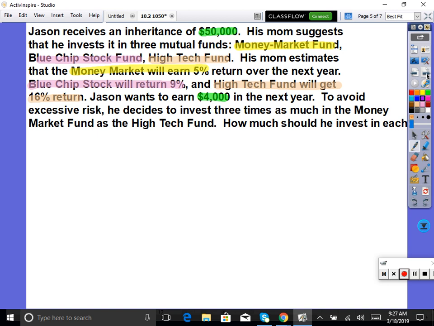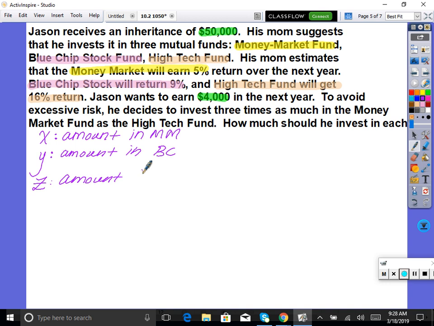So we're going to have to set up a true statement. Now guys, from here, we have 3 variables. So let's write out, x is the amount of money he's going to put in the money market fund. Let's call y the amount he's going to put in blue chip, and then z is the amount he's going to invest in high tech.